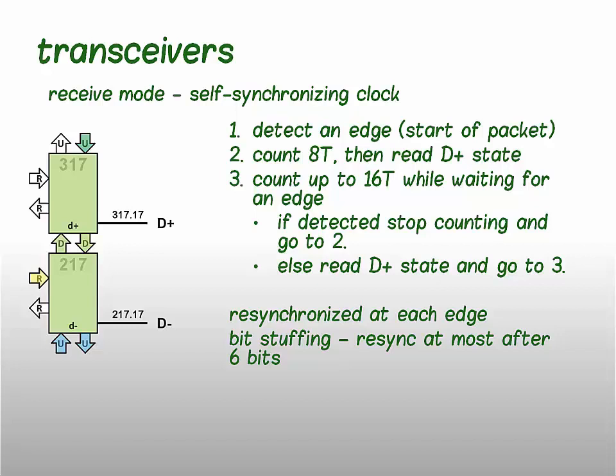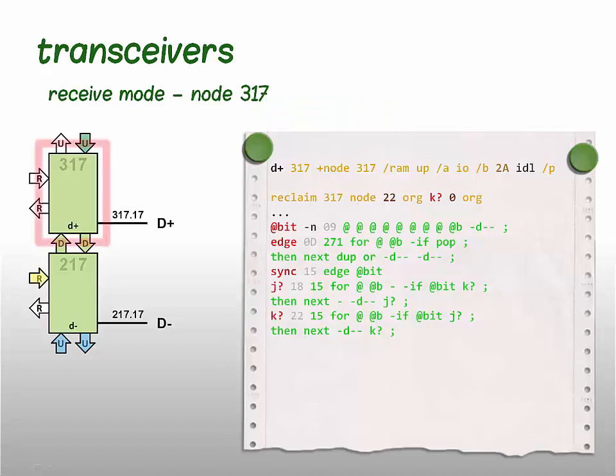Now we'll see the code of the self-synchronizing clock. First, we'll examine the code in node 317. Here we have the word fetch bit, which waits for 8t, then reads the state of the D plus line and jumps to down port. Notice that the state of the line is not sent anywhere. It stays on the node's stack. However, we can get this value by reading the stack content with code executed in down port.